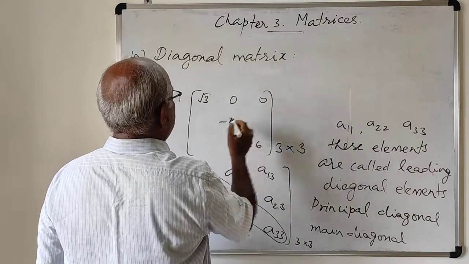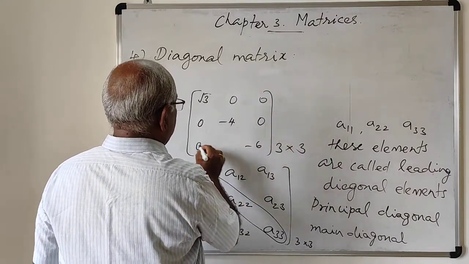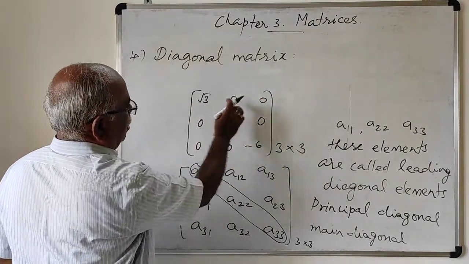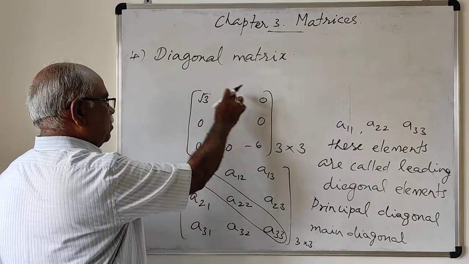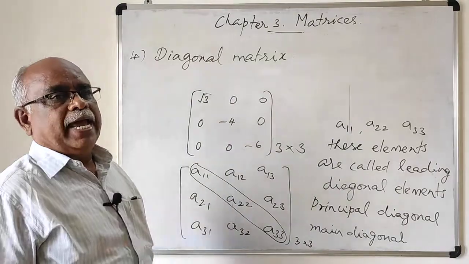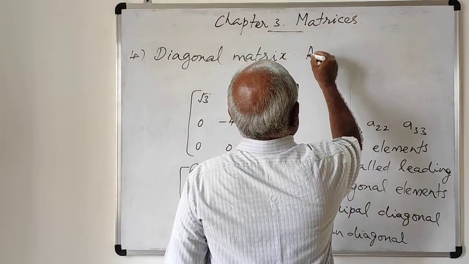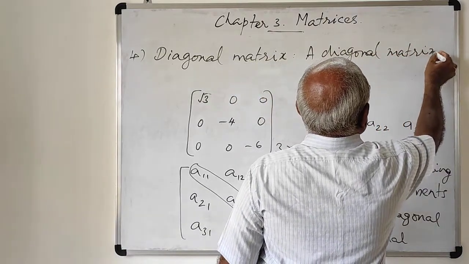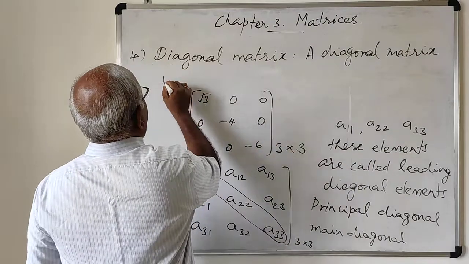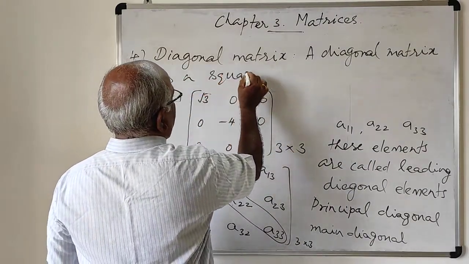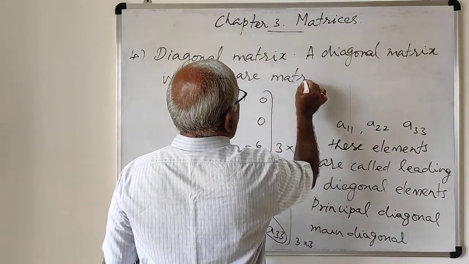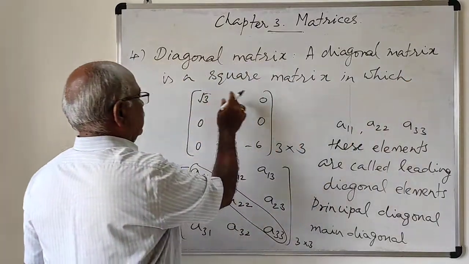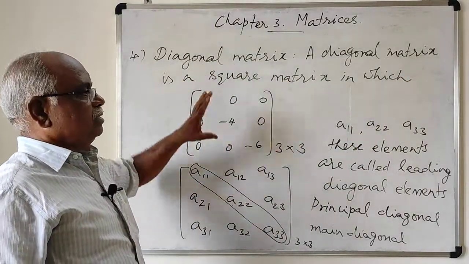Zero, zero, zero, zero, zero, zero. So except the leading diagonal elements, all other elements are 0. This type of matrix is called a diagonal matrix. So a diagonal matrix is a square matrix. A diagonal matrix is a square matrix in which all the elements except the leading diagonal elements are 0.